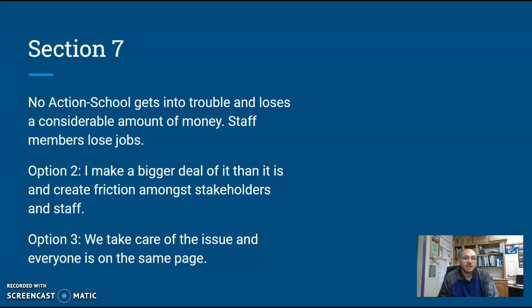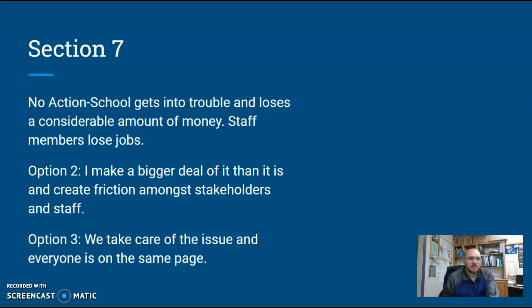Option two, you make a bigger deal out of it than it really is. You make a mountain out of a molehill type situation, which will create friction amongst the stakeholders, the staff. Probably, the staff's not going to trust the principal as much anymore. The stakeholders are going to wonder why we're not trying to save money, and so on.